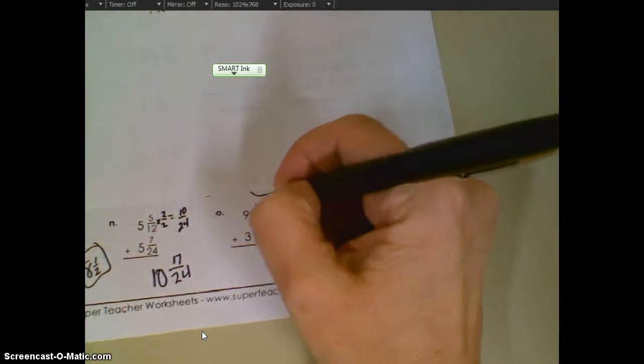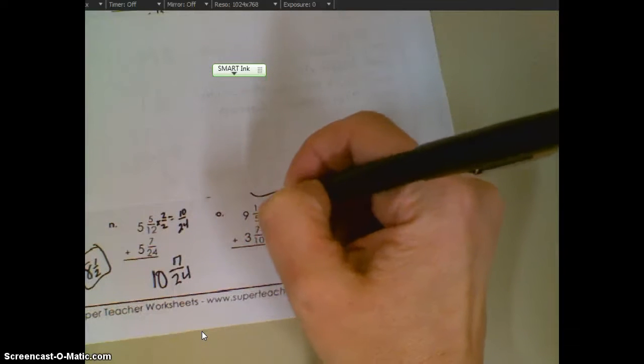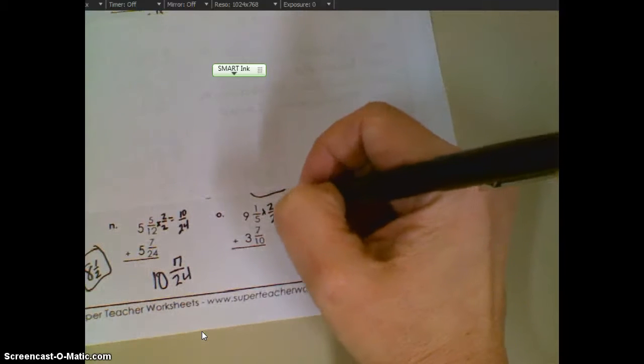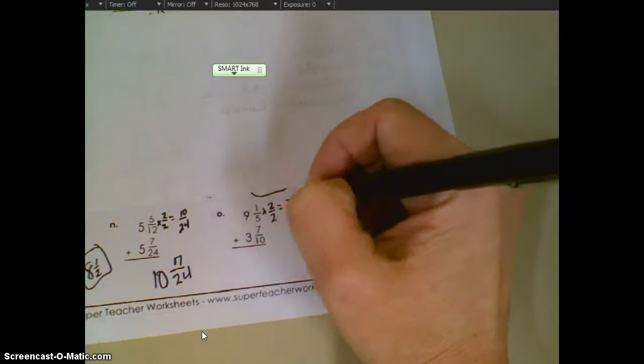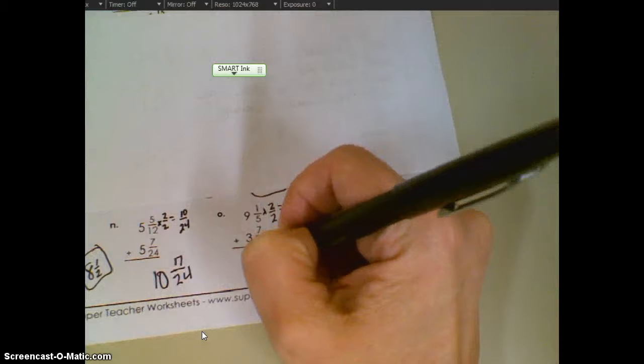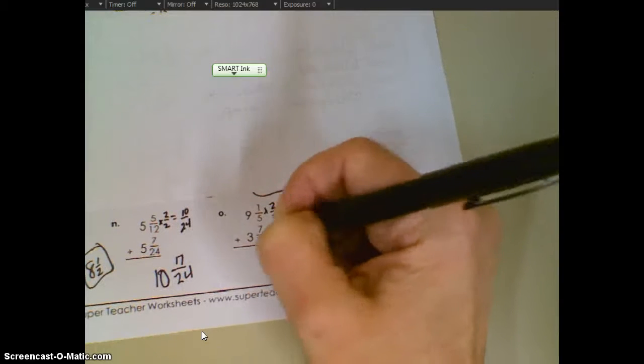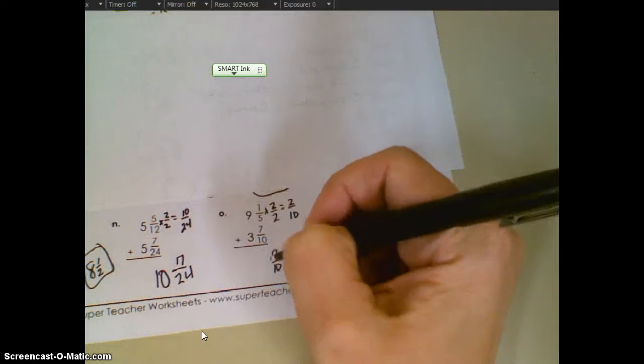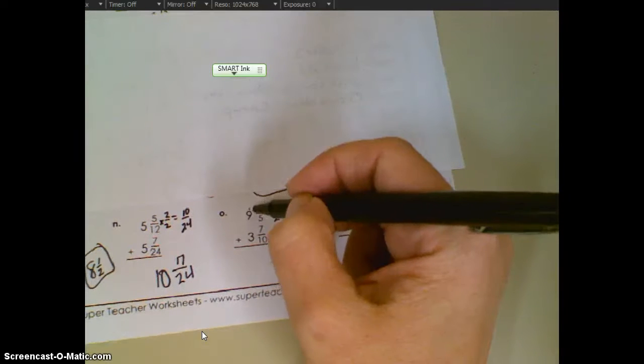Common denominator here of 10, so multiply by 2 over 2. And you get 2 tenths. Add your numerators. 7 plus 2, 9. And denominator stays the same as 10. Can't be reduced. We leave it as 9 tenths.